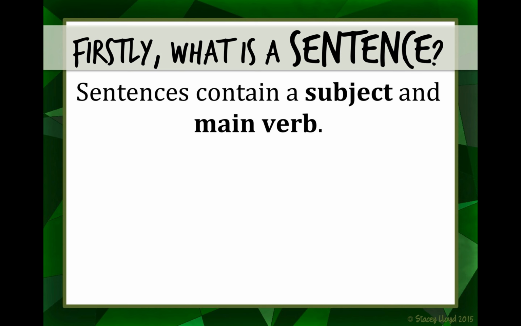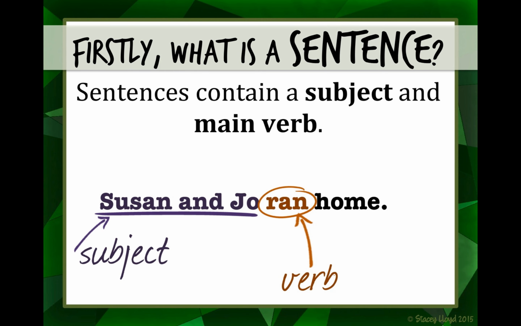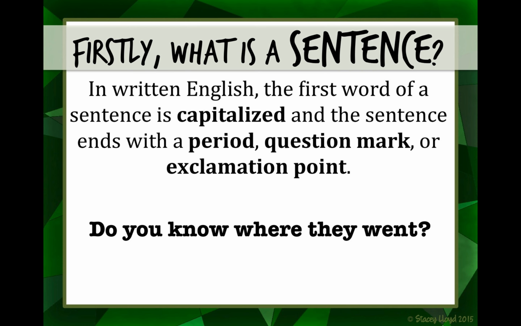So sentences contain a subject and a main verb. So check out this sentence here. Our subject is Susan and Joe. And our verb is ran. Remember, a verb shows some type of action. So in written English, the first word of a sentence is capitalized, and the sentence ends with a period, a question mark, or an exclamation point. So look at this sentence here. Do you know where they went? Notice how the first letter of the sentence starts with a capital letter, and it ends with a question mark.